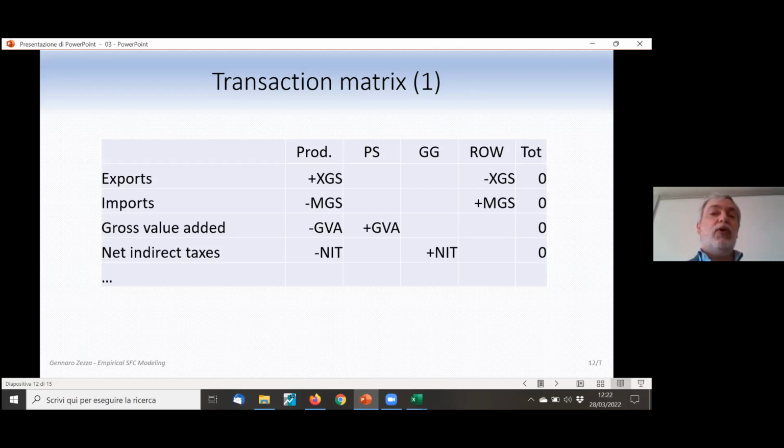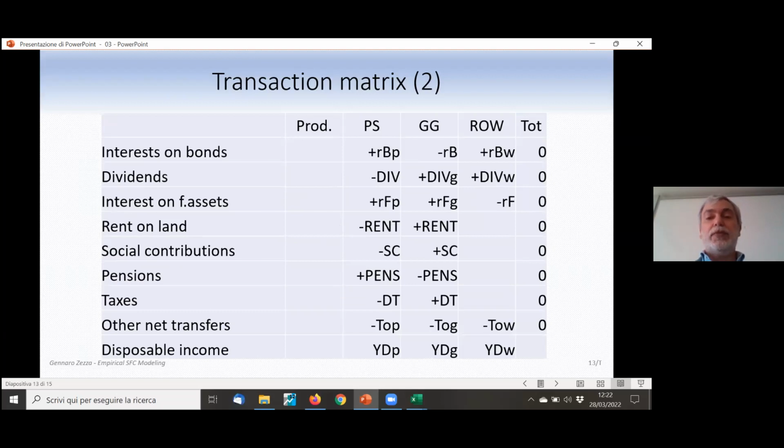I always prefer to have a separate column for production, just so you notice the differences with other people who do this stuff. I don't like to have production in the income and expenditure of the non-financial corporations, but as a separate account. Now, gross value added is all distributed to the private sector, and this includes both wages and the profits. Net indirect taxes go to the government, and we have data for all of this.